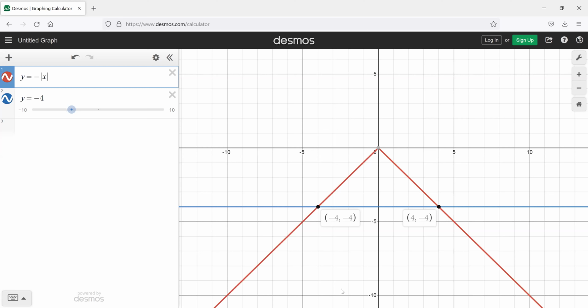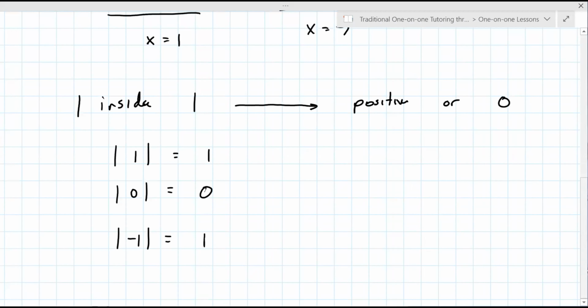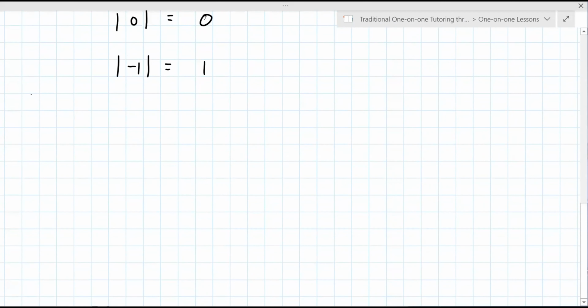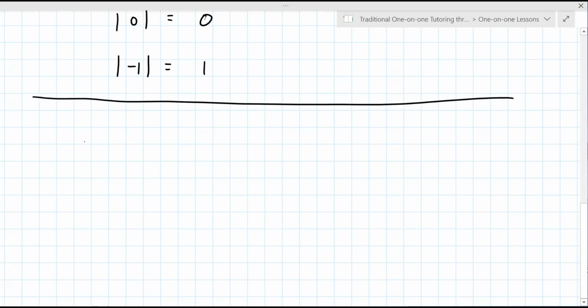Okay, so here's why we're talking about it: at some point, and maybe it's the next one on this worksheet you have, you will get something like this: absolute value x plus 4 equals -2. Is this possible?